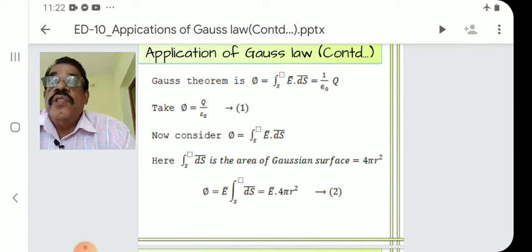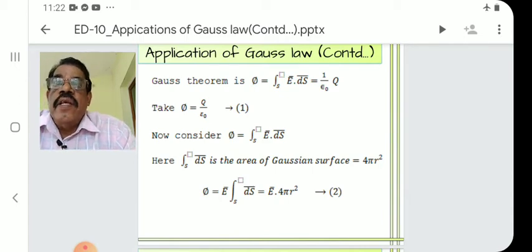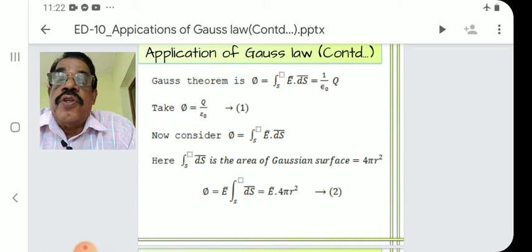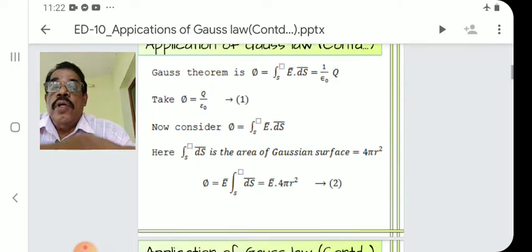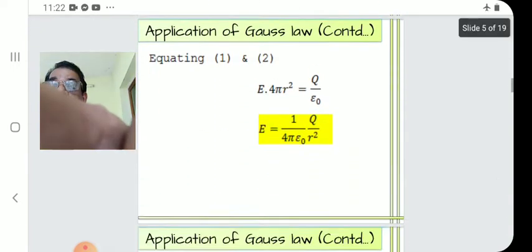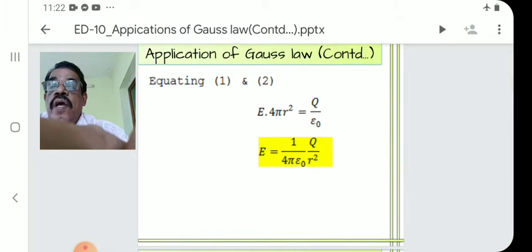Now consider the second time. Phi is equal to surface integral E dot ds. Here integral ds is the area of the Gaussian surface, that is the surface area of the spherical surface drawn, which is equal to 4 pi r square, small r square. Therefore phi is equal to E into 4 pi r square. Equation number 2. Equate 1 and 2. That is the final step.